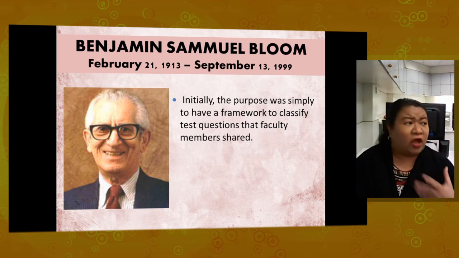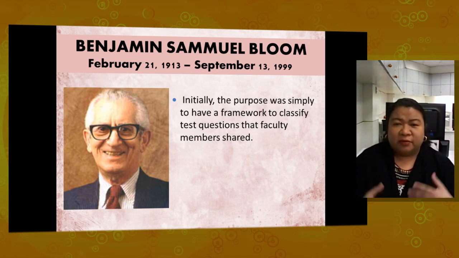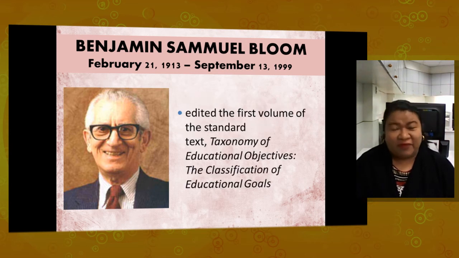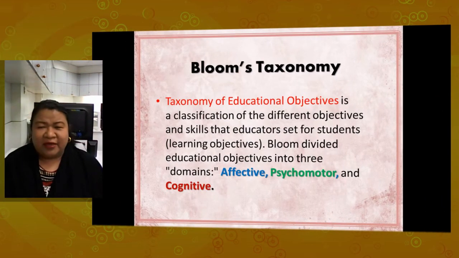Through workshops and meetings, they were able to come up with Bloom's taxonomy. So this is how Bloom's taxonomy came to be. Eventually, Dr. Bloom edited the first volume, and it was known as the Taxonomy of Educational Objectives. This is now the classification of different objectives.